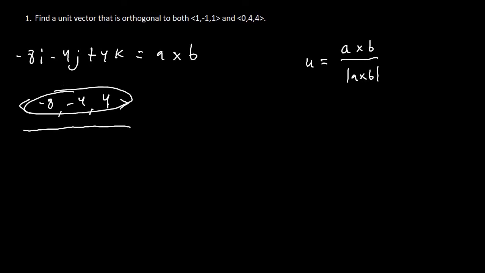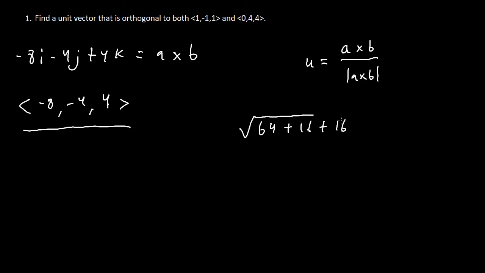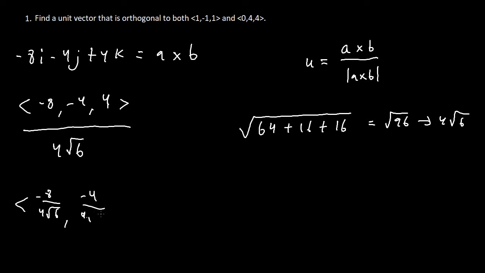And so remember, if we take the magnitude of a vector in its component form, we have to take the square root of the x component squared, so -8 squared is 64, plus its y component squared, 16, plus its z component squared, 16. So we get 64 plus 32, or the square root of 96. Now 16 times 6 is 96, so we can also simplify it to 4 times the square root of 6 as its magnitude. Since 4 times the square root of 6 is the magnitude of the cross product, we go ahead and divide it by 4 times the square root of 6. And since it acts like a multiple, we can divide each component in the vector by the magnitude. So we can rewrite it as -8 over 4 times the square root of 6, comma -4 over 4 times the square root of 6, comma 4 over 4 times the square root of 6.